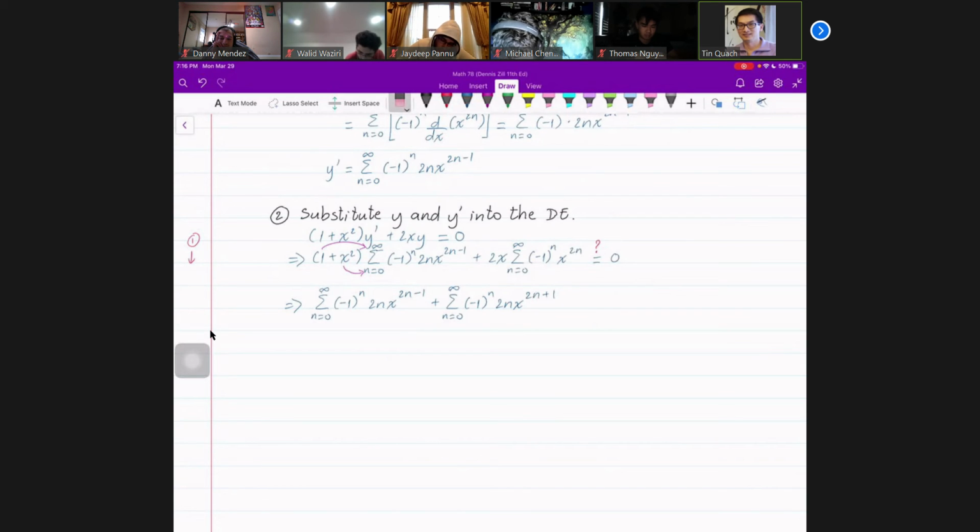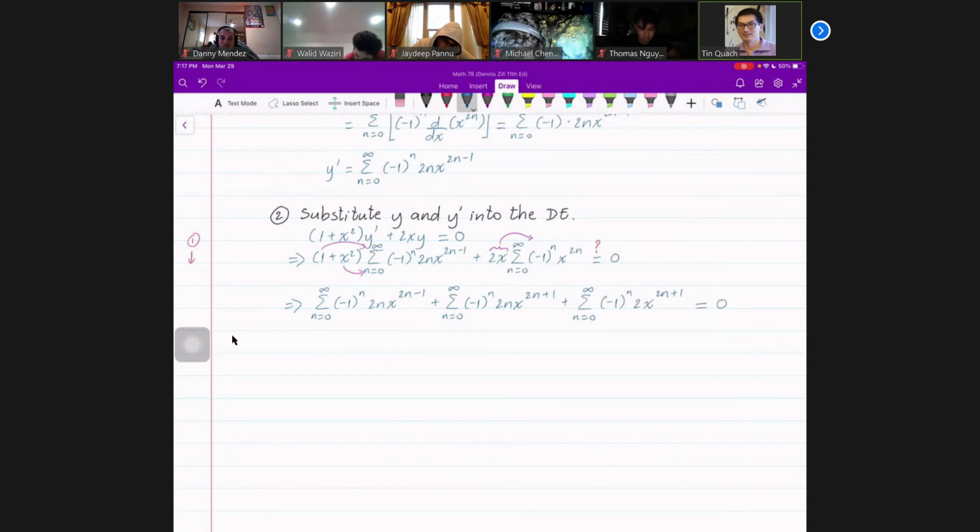And then you have this one. You just bring the 2x inside. So you're going to have plus the sum from n equals 0 of negative 1 to the nth, 2, and then x times x to the 2n is x to the 2n plus 1.